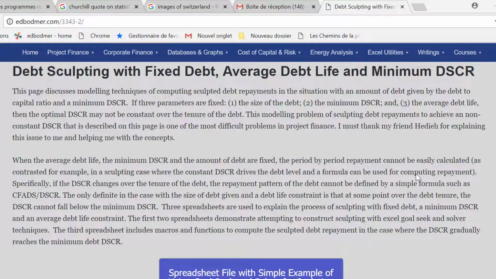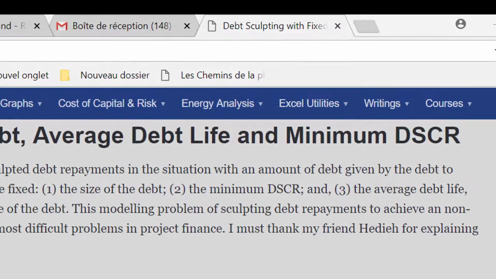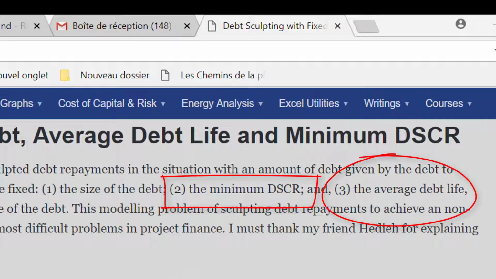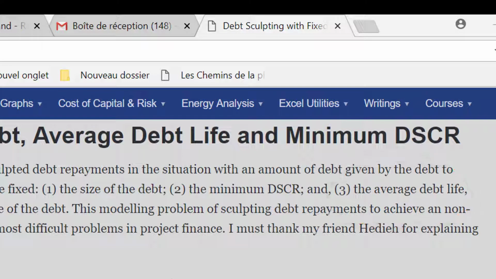This is the second video about this sculpting problem where you do not have a constant DSCR, where you have a curved DSCR, where the bank or the term sheet gives you the size of the debt, the DSCR, and the debt life, but it doesn't give you the period-by-period repayments. You as a modeler have to do this. Now, in this video, I'm going to show you a different method for this.